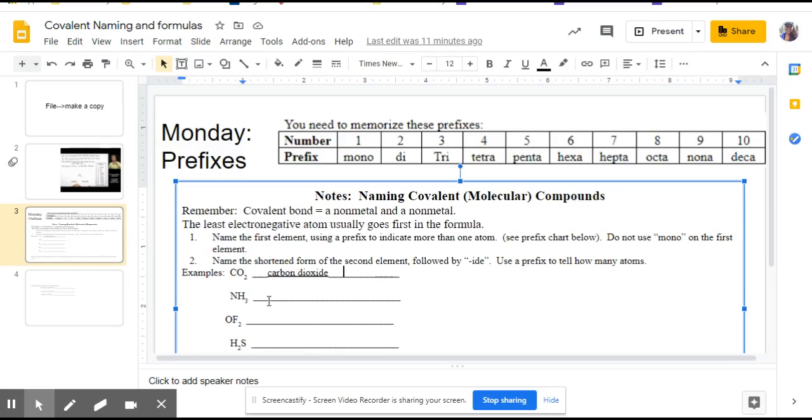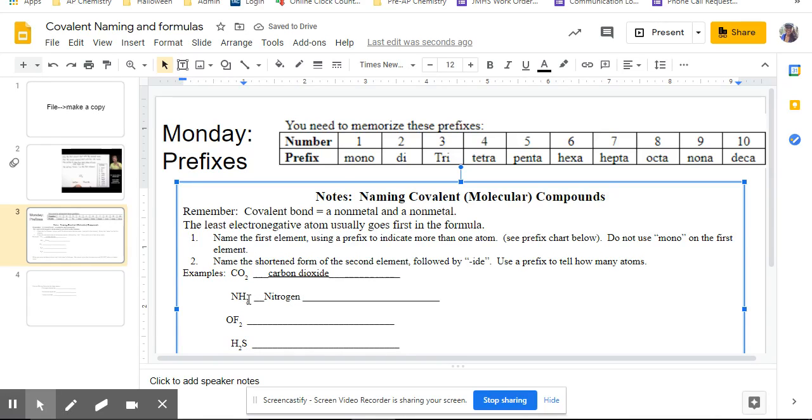Okay, look at our next example. We have nitrogen and we have hydrogen. Okay, so nitrogen. Now, this is another one of those exceptions. And then we would look at how many hydrogens I have. And I have 3. So for 3, we use tri. So we're going to say trihydride. And that's going to be how you name that one.